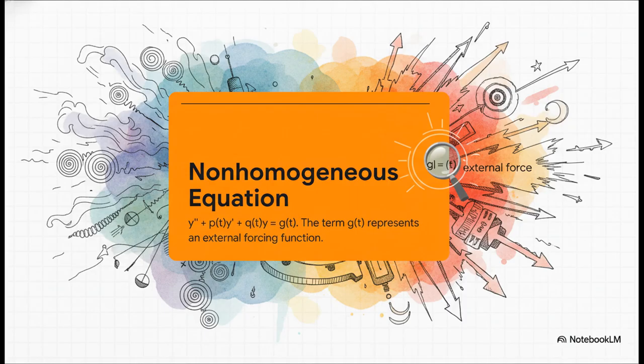But the real star of the show today is that little guy on the right, the g of t. That function, that's our external force. It could be the wind pushing on the bridge, or the vibration from an engine, anything. And when that g of t is not zero, we say the system is being forced. And the equation is called non-homogeneous.